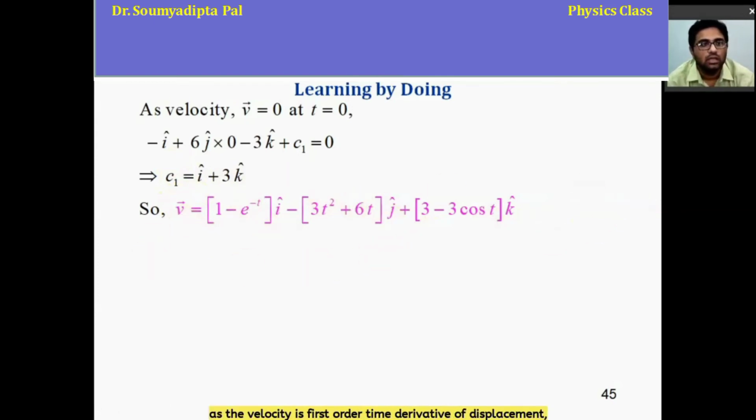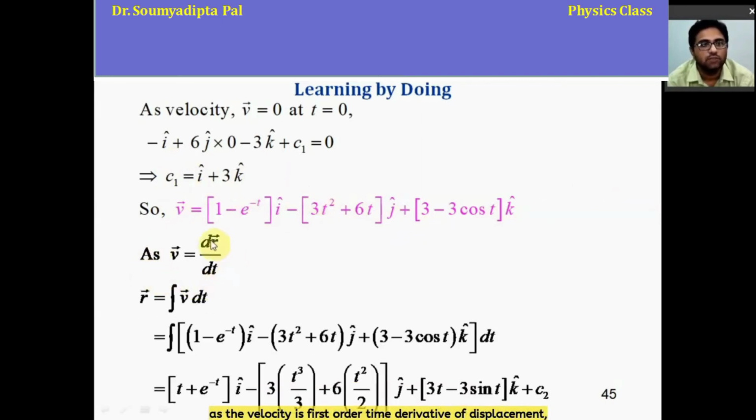Now, as the velocity is the first order time derivative of displacement, the displacement will be the integration of v dt. Now in place of v, if we put this expression and do the integration, it will be t plus e to the power minus t, as there was already one minus, so it will be plus, then i cap, minus 3 t cube by 3 plus 6 t square by 2 j cap, plus 3 t minus 3 sin t k cap plus c2. This is another constant c2.